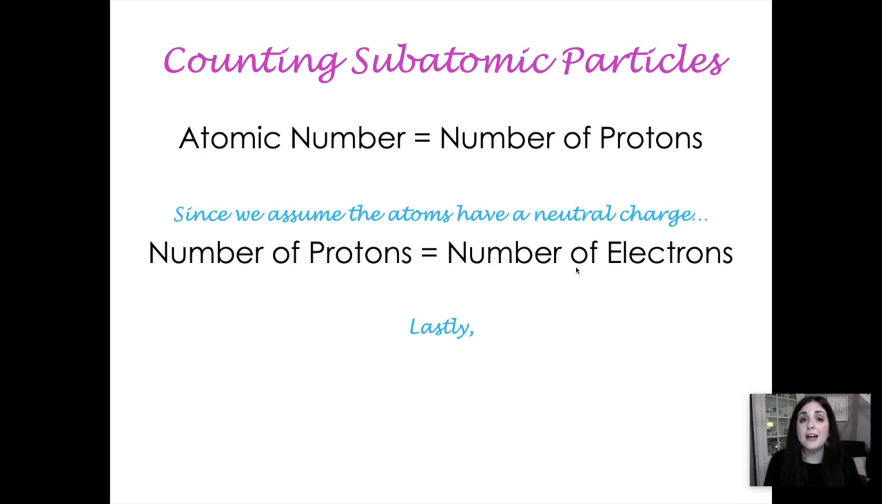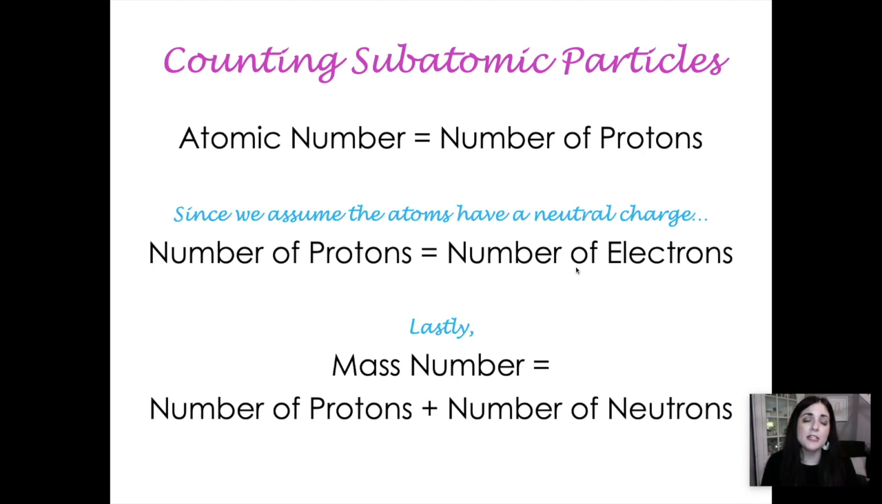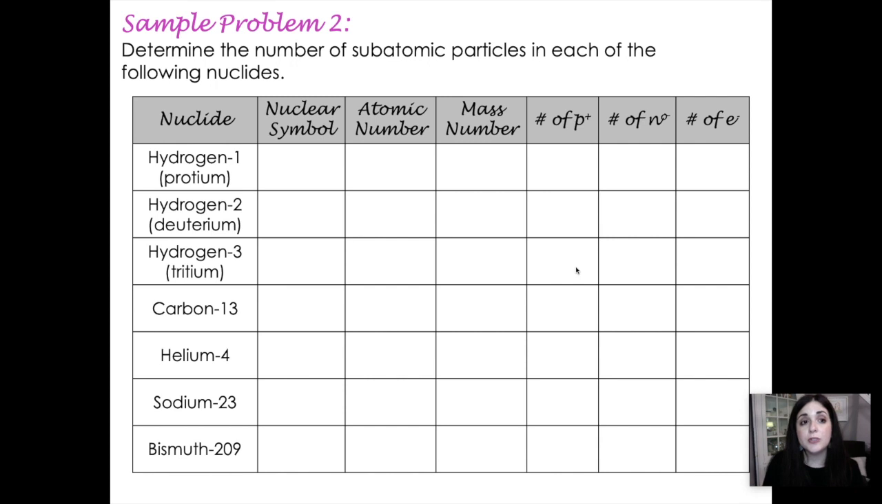And lastly, how do I find the number of neutrons a particular atom has? We could do that by finding out the mass number, which is either going to be given to you, or you can find it because the number of neutrons is given to you. So the mass number is always equal to your number of protons plus your number of neutrons. So the number of protons plus neutrons gives us the mass number for a particular isotope. Let's actually go ahead and do some examples.